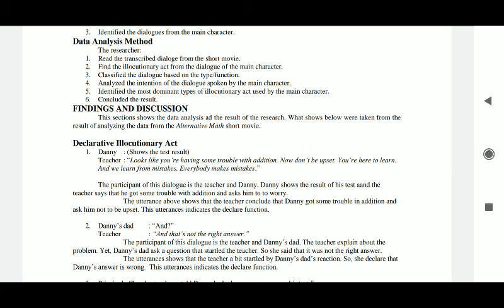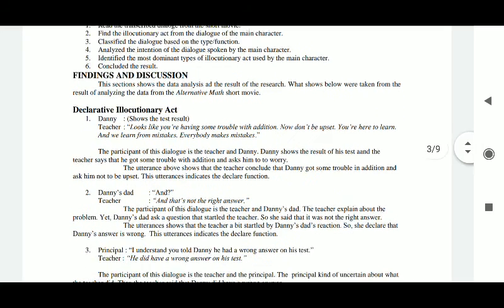The data analysis method. Read the transcribed dialogue from the short movie, and then the researchers find the illocutionary act, classify it, analyze it, and identify the most dominant type of illocutionary act, and then conclude the research.